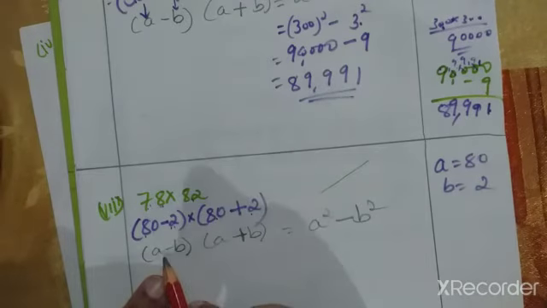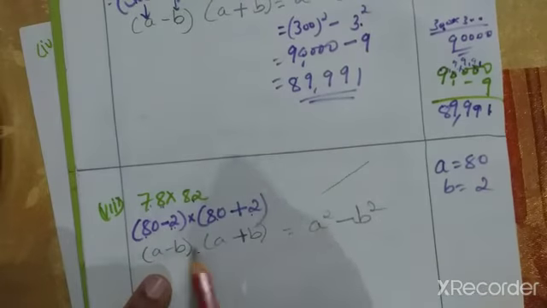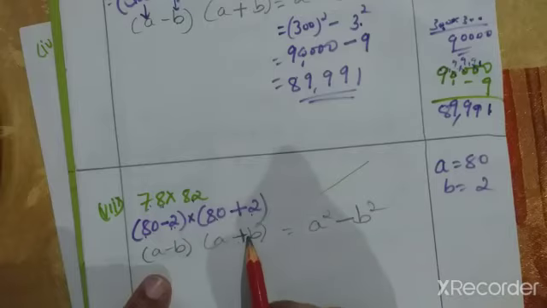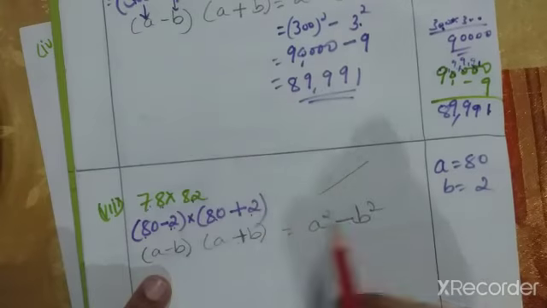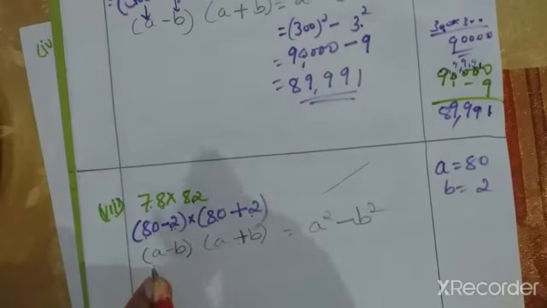But same number with the same symbol, plus and plus, we can't multiply directly. Same letter or same numbers, different symbol: if here it is minus, here it is plus; if plus, then minus, we can multiply directly. A into A is A square, plus into minus is minus, B into B is B square. If same letter and same symbol, we can't multiply directly. Using the multiplication of binomials rule, we have to multiply.